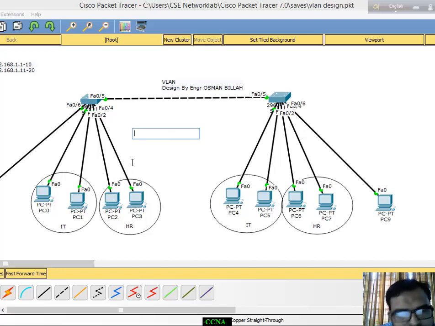Although the IT and HR departments are interfaced by the one switch, by using the VLAN we cannot ping or share from the IT department to the HR department. Although it is linked with an interface on one switch, they cannot communicate with others for the roles. But IT department to IT department communication is okay, and HR department to HR department is okay. This is the form.